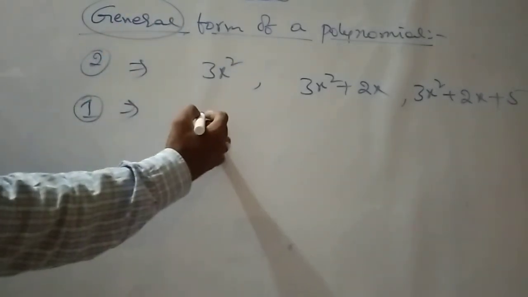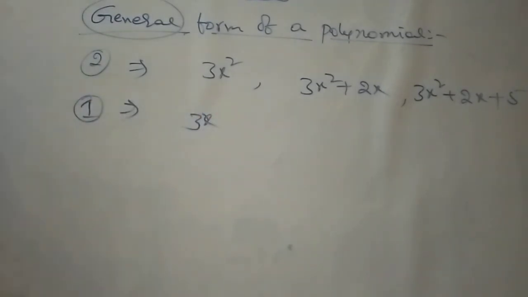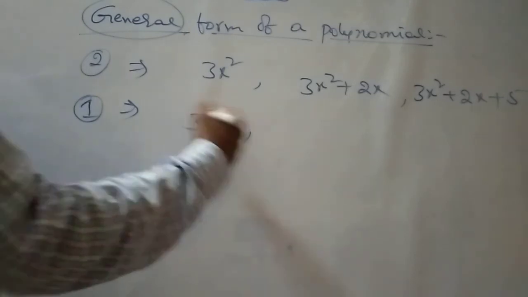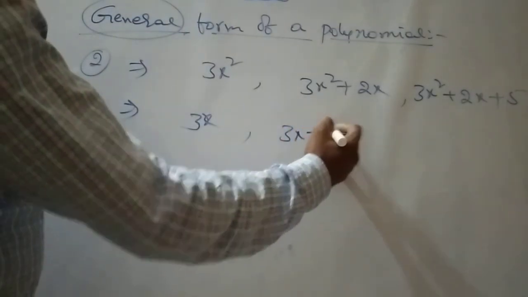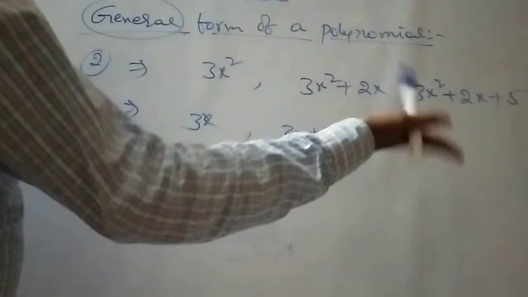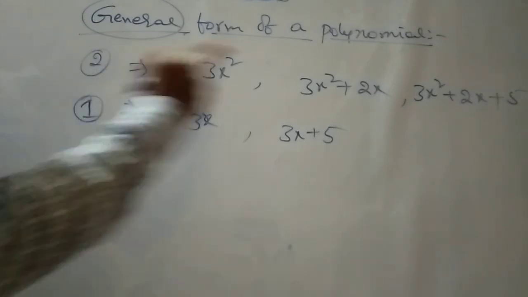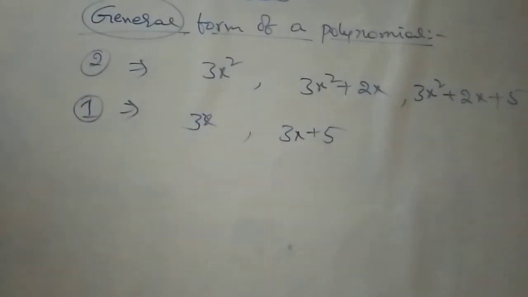We'll see. We can write x. Otherwise 3x. Degree how much? 1. Next 3x plus 5. Here also degree 1. More than that we cannot write. With one term, degree 1 is possible. With 2 terms, degree 1 is possible.